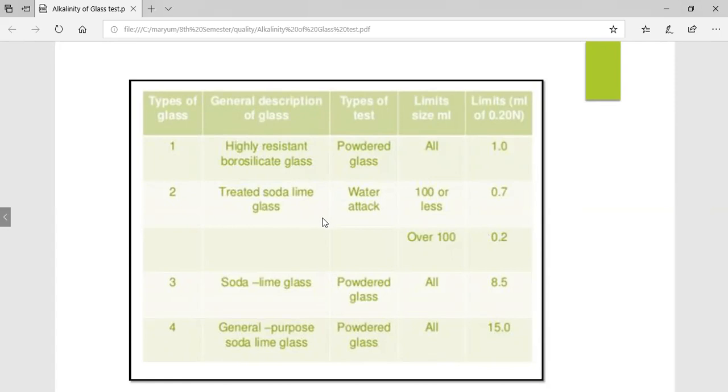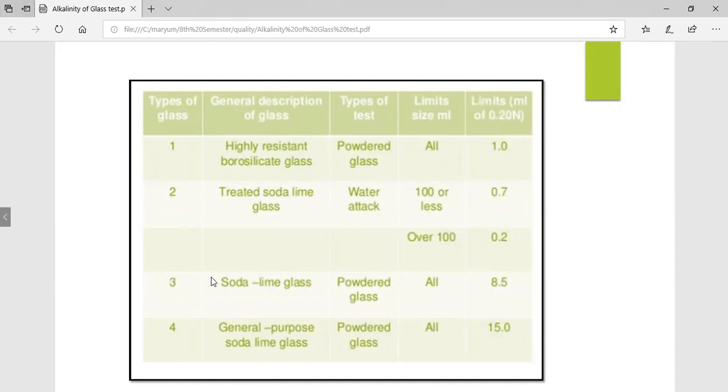Secondly, for treated soda lime glass, we perform the water attack test; in that we don't perform the water powder glass test. If we use 100 ml of water, then the limit is 0.7 ml of 0.02 normal acid, which neutralizes the indicator color. And if we have over 100 ml of sample, then only 0.2 ml of the 0.02 normal H2SO4 neutralizes the indicator to colorless.